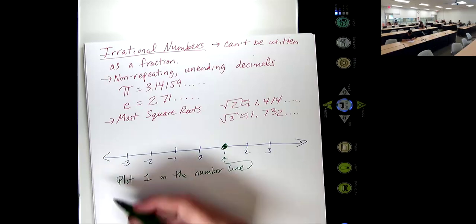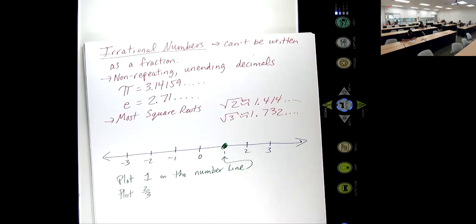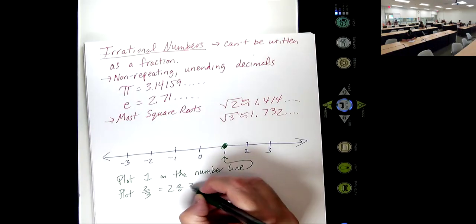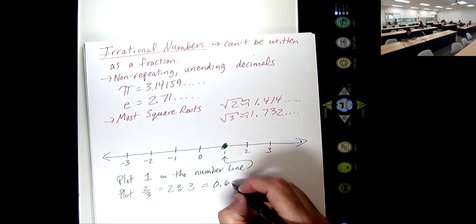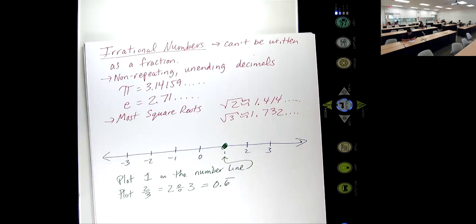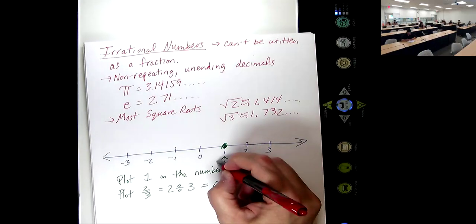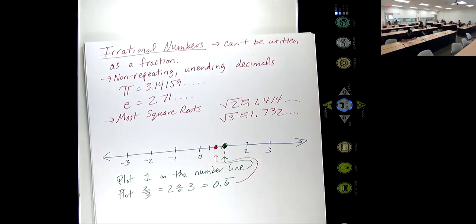They might ask you to plot other stuff, like plot 2/3. 2/3 is 2 divided by 3, so this is how fractions turn into decimals. We divide the top by the bottom. That ends up being 0.6 repeating. A lot of this is calculator work, but at this point you kind of eyeball it. Maybe I'll break this up into thirds and go, okay, that's about 2/3 of the way between 0 and 1.